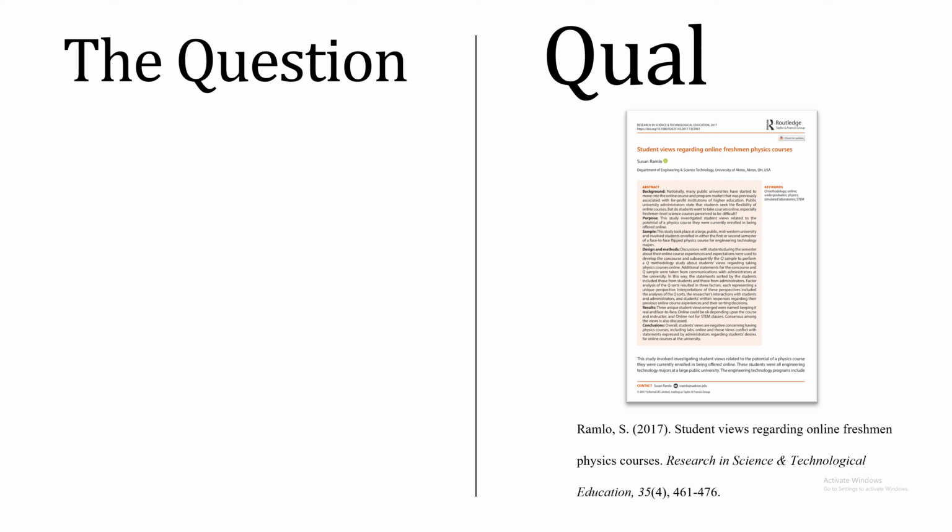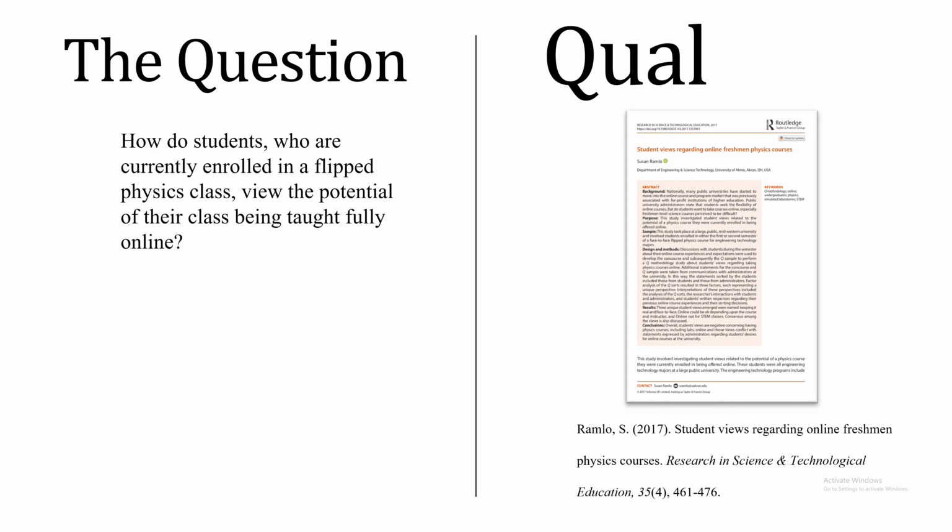Now on to the qualitative piece. The question for the qualitative study by Susan Ramlow was, how do students who are currently enrolled in a flipped physics class view the potential of their class being taught fully online? So she surveyed students who were in a flipped physics class and basically asked them, do you think that this course could be taught fully online without the face-to-face component? The background is that there was a little bit of pressure from the administration to make a fully online physics course, so she thought that it would be a good idea to ask people that were in a blended environment about whether or not a fully virtual online environment would be beneficial.